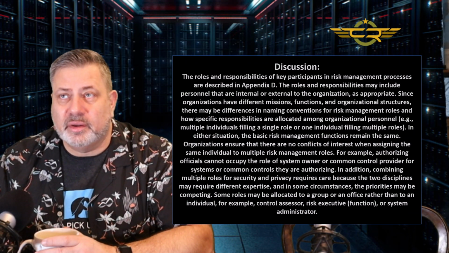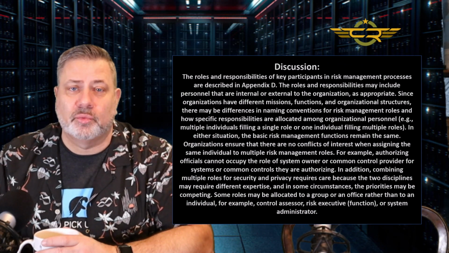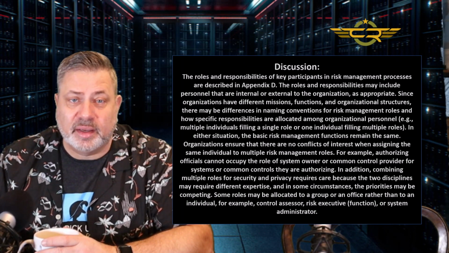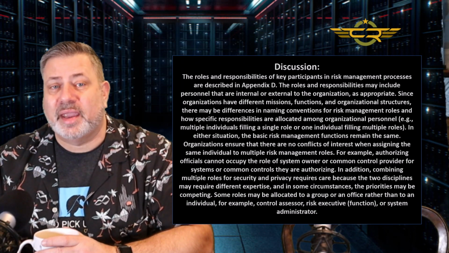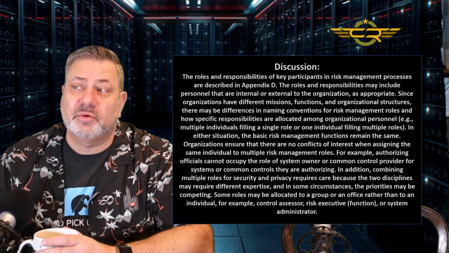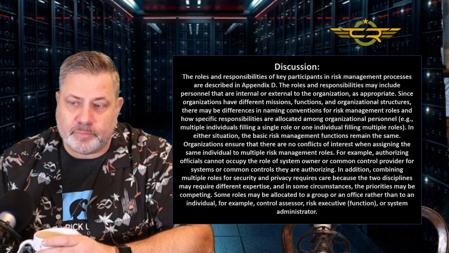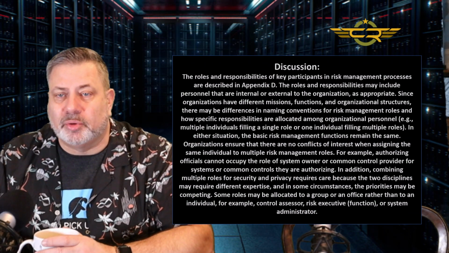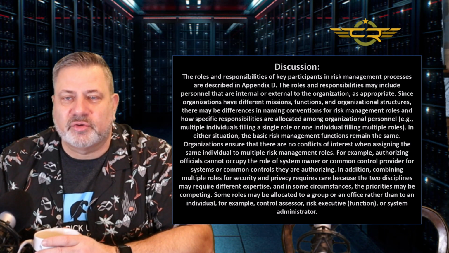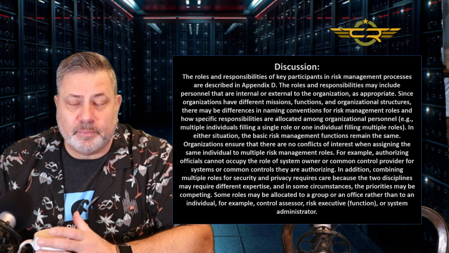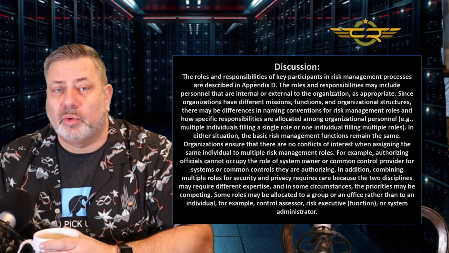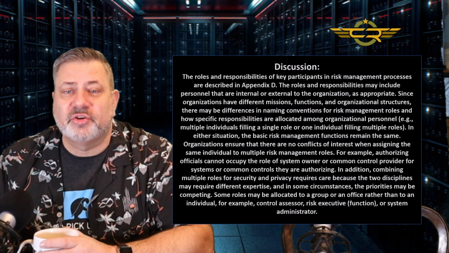You may have several people filling a role, like an ISO role is probably going to be filled by several people. Your risk executive function, again, by definition, can be a single person or it can be a board of people. So risk executive function may be filled by multiple people. Conversely, you can have a single person filling multiple roles, right? In either situation, the basic risk management functions remain the same. So we want to make sure that when we change the name or when we assign multiple people to a role or multiple roles to a person, the functions remain the same, right?